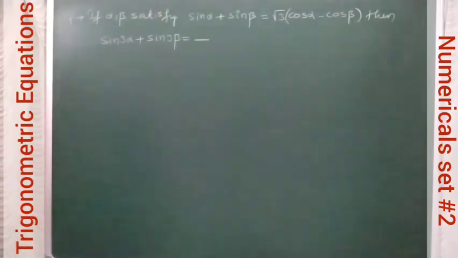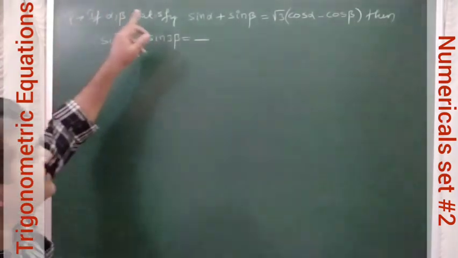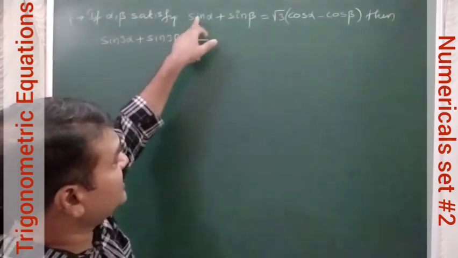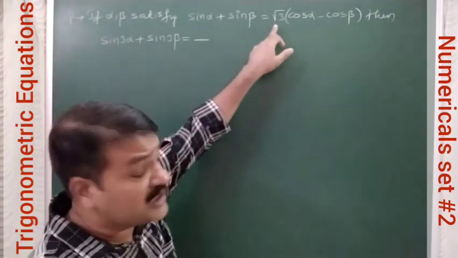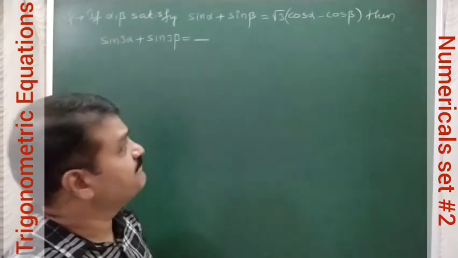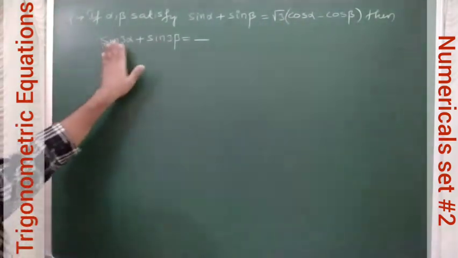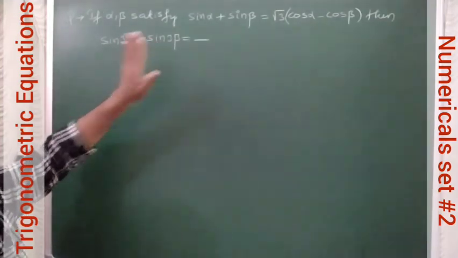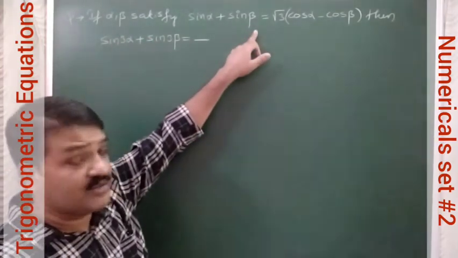So this is the next question. Alpha comma beta satisfy sin alpha plus sin beta is equal to root 3 times cos alpha minus cos beta. Then this we have to find. Okay, so this is the given equation.